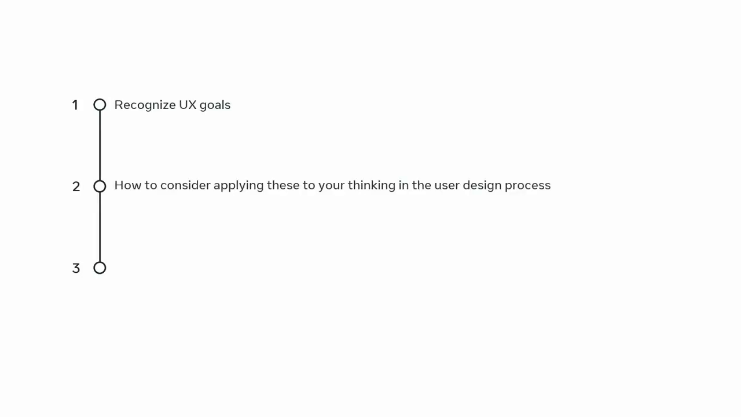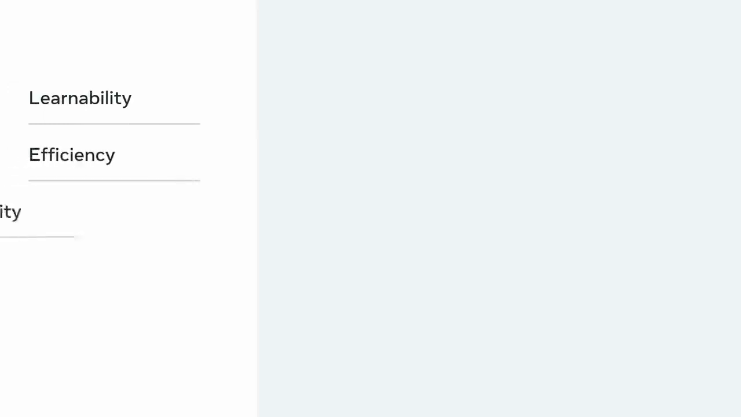In this video, you will learn to recognize UX goals, how to consider applying these to your thinking in the user design process, and to identify Nielsen's usability quality components. You will now cover usability, an essential concept in UX and UI design. Usability gauges how intuitive or easy a product is to use. Jacob Nielsen, a highly recognized professional in the field of usability, proposes that you can evaluate usability through 5 usability components. They are learnability, efficiency, memorability, errors, and satisfaction.